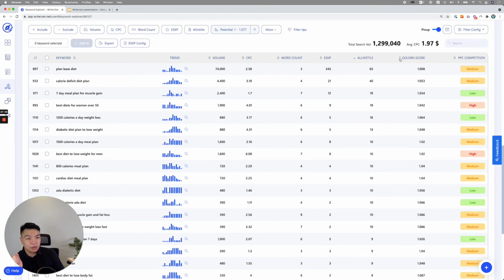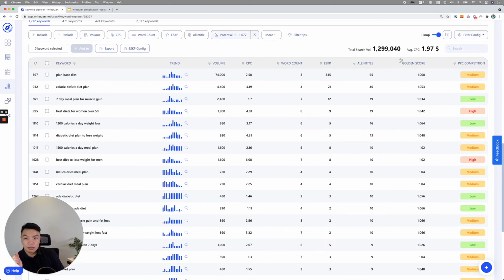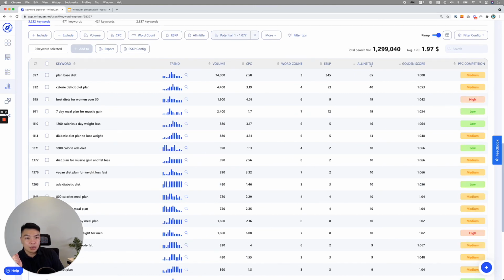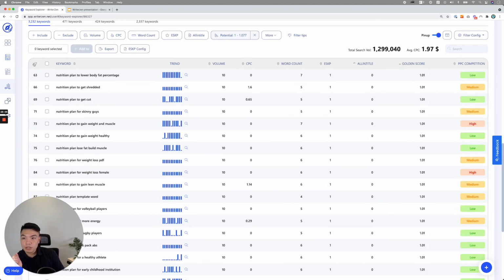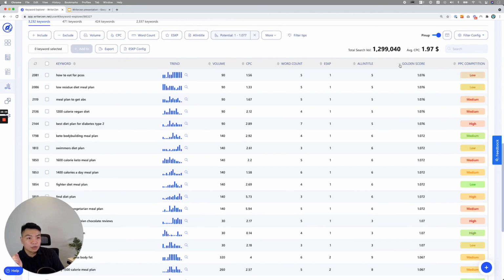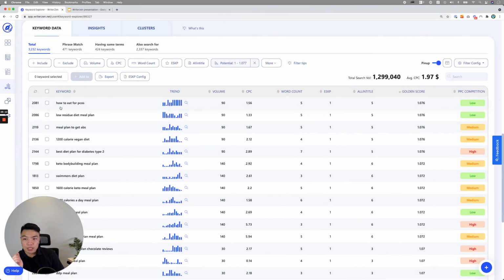Maybe I can go this way. Not On Title anymore. Refresh this, and we do the golden filter. Here you will be able to see how to eat for PCOS, right? Search volume 90, On Title 5, golden score about 1.076. So the highest right now is 1.076 as we are scaling, right?